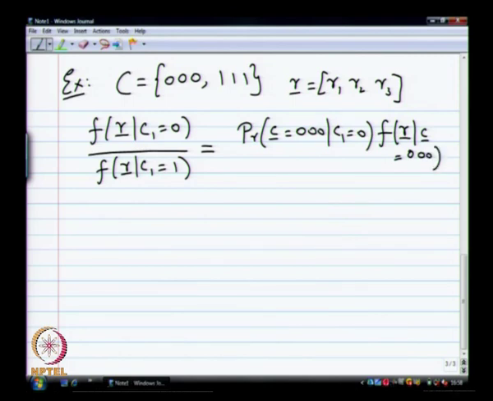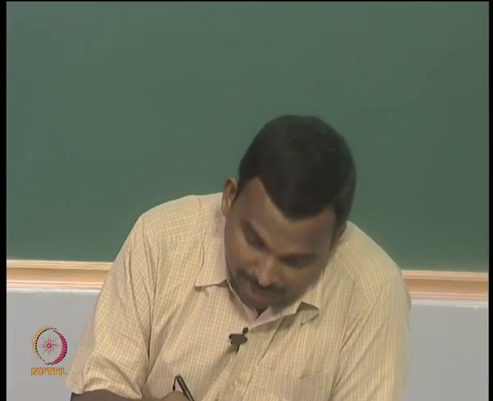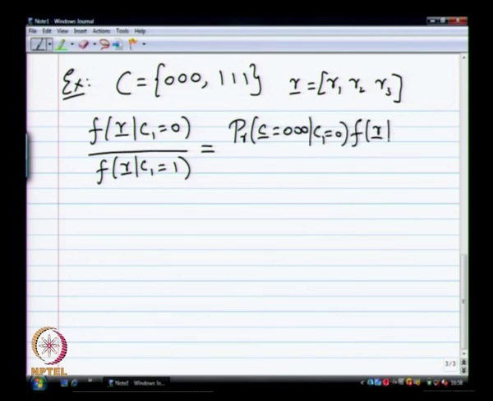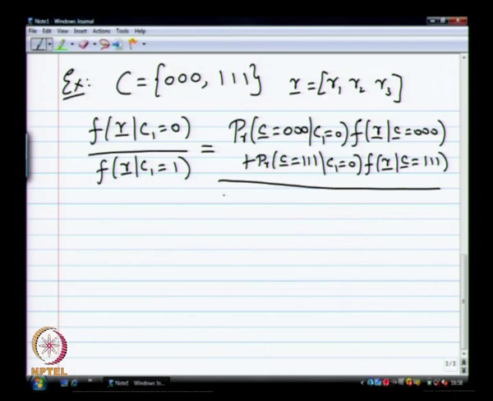From C1 you go to C, because C1 is 0, C is constrained. Let me write down the whole thing, then we will see how it works. The best way of writing it is, you have to say the probability that C equals 0 0 0 given C1 equals 0 times f of r given C equals 0 0 0, plus the probability that C equals 1 1 1 given C1 is 0 times f of r given C equals 1 1 1. And then in the denominator you write a very similar expression.